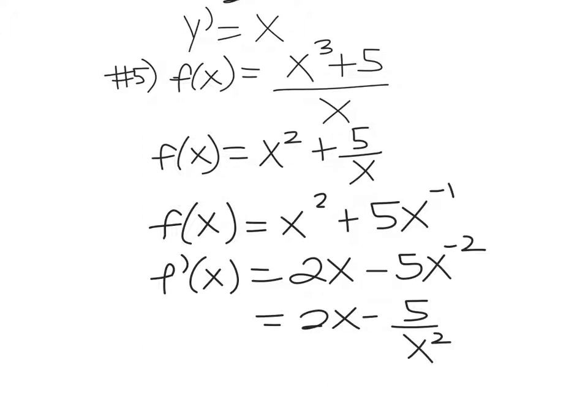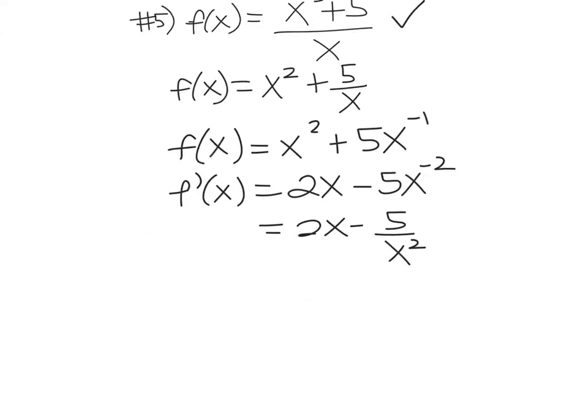Now, you could have started here and done quotient rule, and that would have been fine. You do low d high minus high d low over the square of what's below, and you would have worked your way through and gotten this. But if you can simplify your function first, do that so that you can try to get around doing quotient rule.